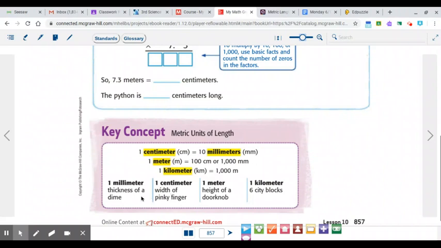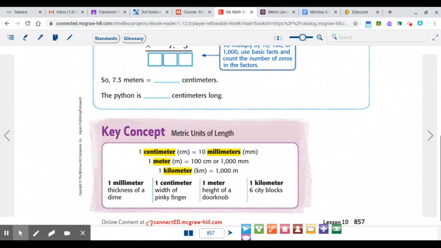I do like what it says down here. A millimeter is so small that you would use it to measure the thickness of a dime or something really teeny, okay? But then a centimeter is a little bit bigger. It's 10 times bigger, but it's still not very big. That would be like the width of your pinky finger. If you were looking down at the top of your hand, you'd be like, oh, okay, those are centimeters. Now, meters are something we use much more often.